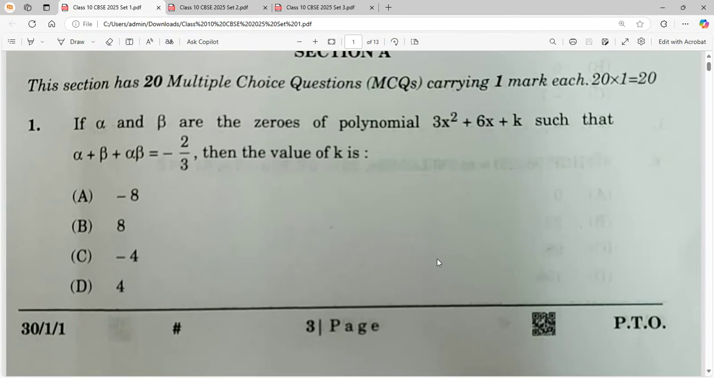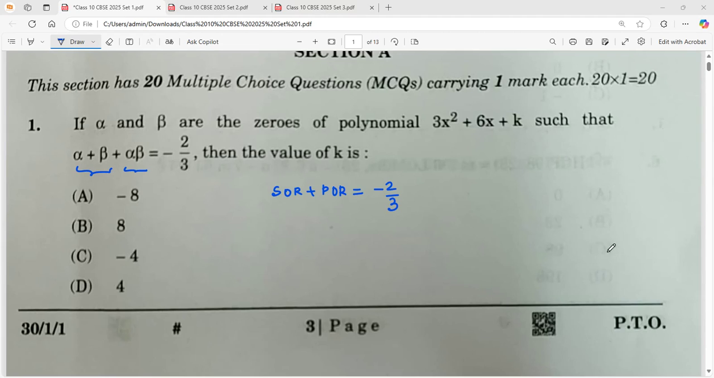The first question is: alpha and beta are the zeros of the polynomial 3x squared plus 6x plus k such that alpha plus beta plus alpha beta is equal to minus 2 by 3. Then find the value of k. So we know that alpha plus beta is called the sum of roots and alpha beta is called the product of roots. So we have sum of roots plus product of roots, which is equal to minus 2 by 3.